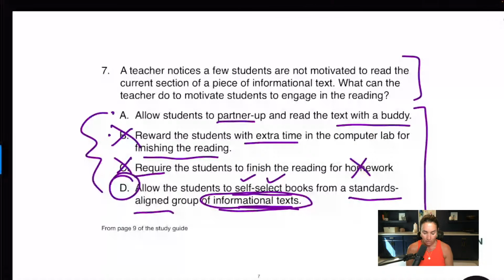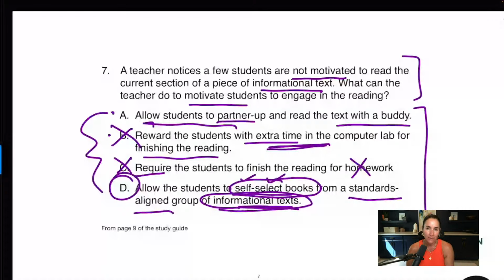Let's read the question. A teacher notices a few students are not motivated to read the current selection of a piece of informational text. What can the teacher do to motivate students? Now, if I'm a new teacher, rewarding them with extra time sounds good, right? Yeah, give them extra time, give them a lollipop, give them a homework pass or something like that. But in terms of best practices, allowing students to pick what they want to read is an intrinsic motivator. Notice D is intrinsic and B is extrinsic, all right? Partnering up is okay, but that's not necessarily going to motivate them to read informational text. It might momentarily, but D's got all the good words in it.